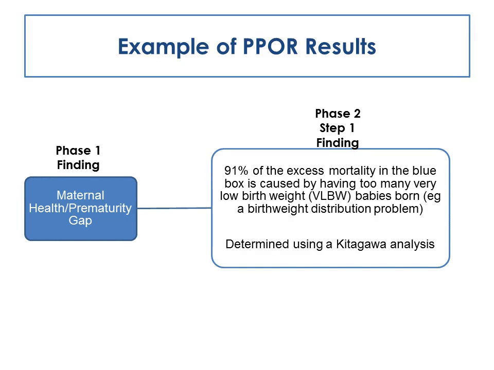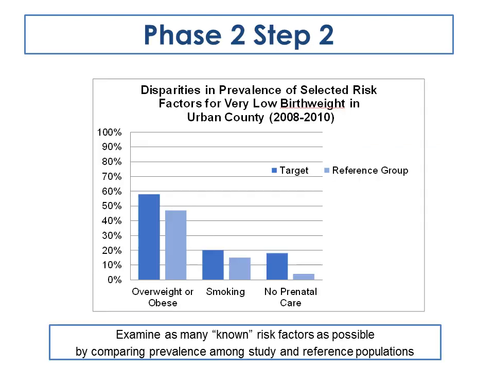For an example, you can find that 91% of excess mortality in your blue box is caused by too many very low birth weight babies. This is what Kitagawa would give you, and then you determine how to prevent low birth weight births. You do that by looking at risk factors. Here is just an example of looking at different risk factors for prematurity: smoking, lack of prenatal care, overweight, obesity. Just by looking at these different risk factors, you can start to see where there might be opportunities for action.